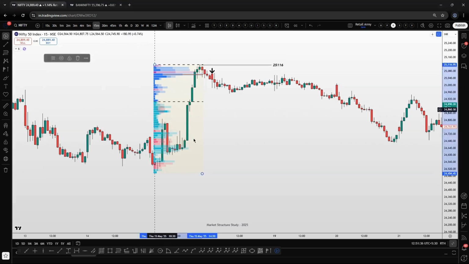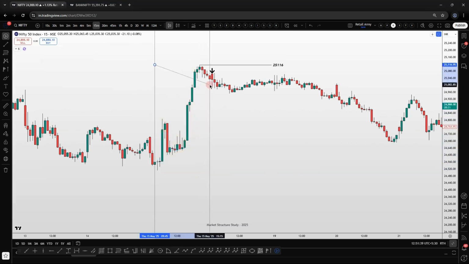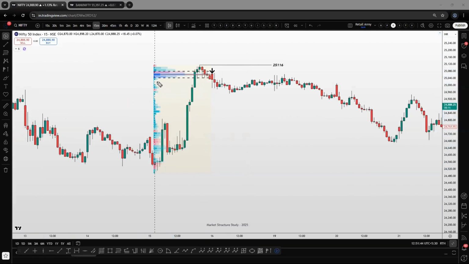Let's move on to this candle now. 3-4 candles will go down, and see. What does it tell you now? There is so much transaction here.